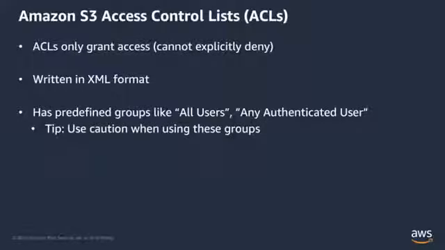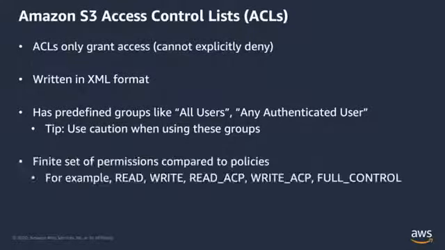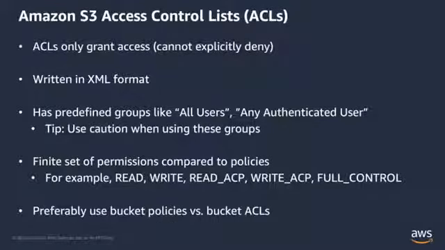But you want to have a lot of care when using these, because all users is anyone on the internet, and any authenticated user is anyone with an AWS account. Okay. So do be careful with those. The ACLs do have a finite set of permissions compared to policies. We have read, write, read ACP, which is access control policy. So this is how you read an ACL, write ACP, writing an ACL, and full control. And we'll talk about full control in just a few minutes. And for buckets especially, we really want to prefer using bucket policies over bucket ACLs. They're just so much more granular, and there's so much more you can do with them.